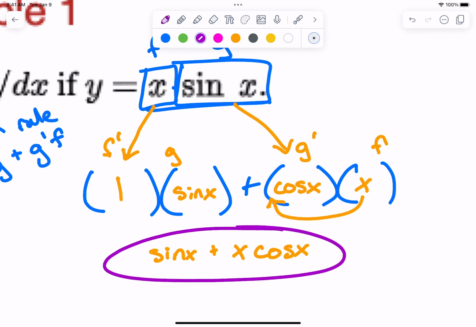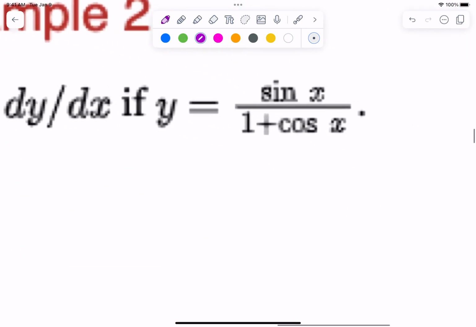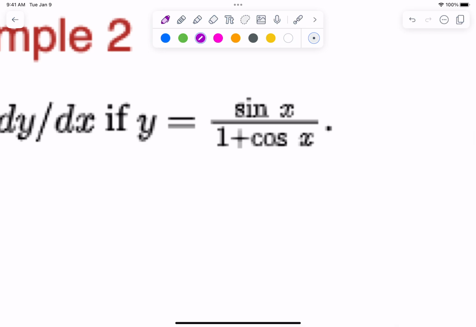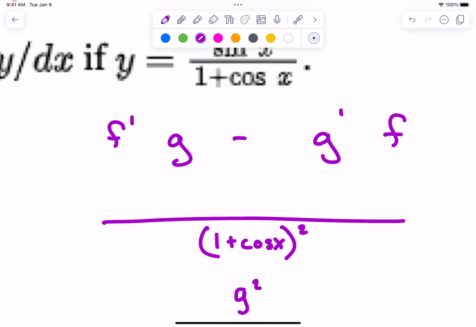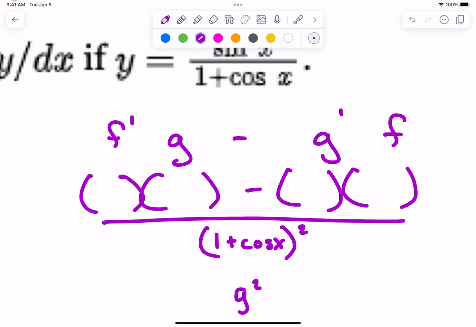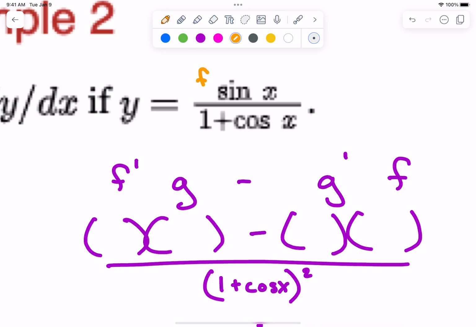So it's just like applying the product rule and the quotient rule and stuff, but with sine and cosine. Okay, now this one's gonna be icky. This is a quotient, and the quotient rule is f prime g minus g prime f, all over g squared. My g is 1 plus cosine x, and we're gonna square it, but we're not gonna FOIL it out. We're just gonna leave it. The top is my f, the bottom is my g.